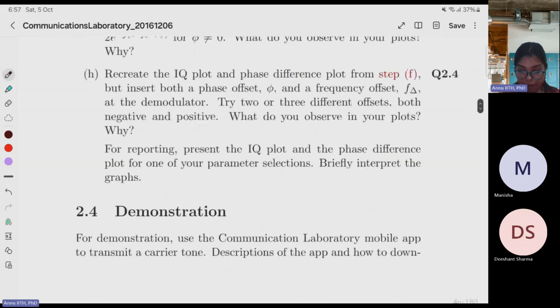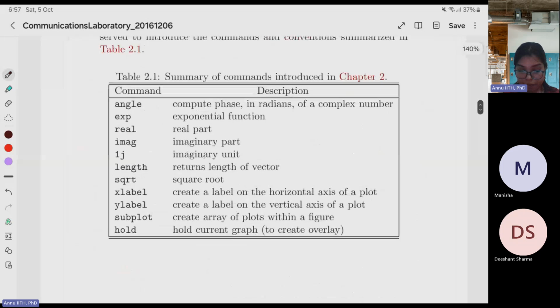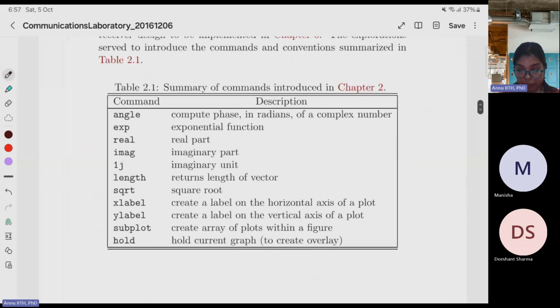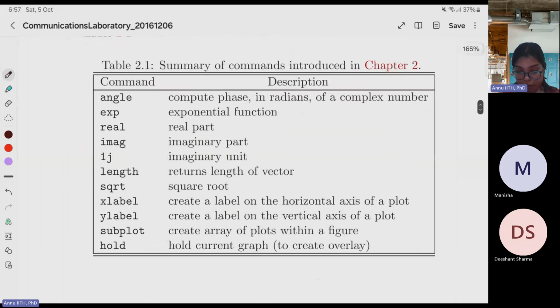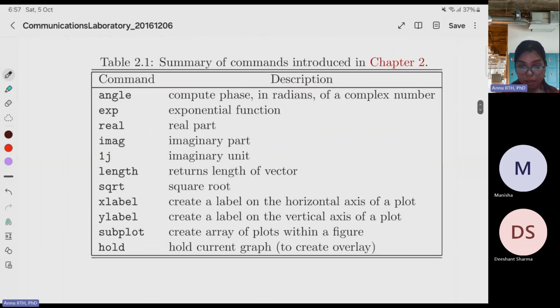These are some examples. I will just update. Okay. This is very important for you to understand the summary. Then we'll go to digital modulation as chapter three. You understand this? The command, the real part, give yourself some time and just understand and try. You can also take a snippet or screenshot of this.